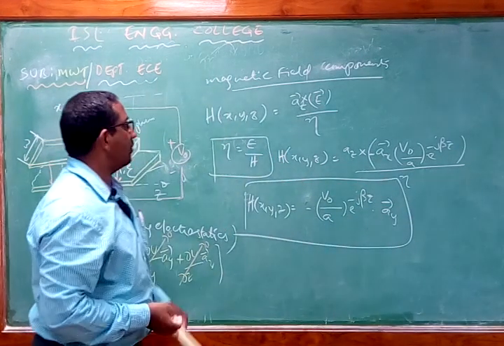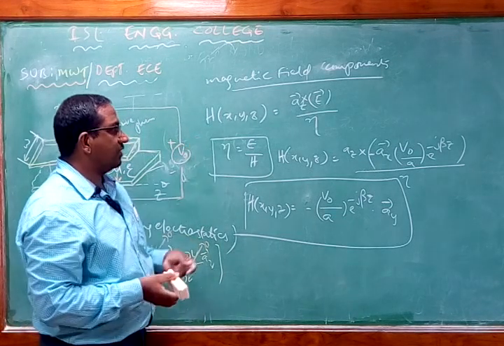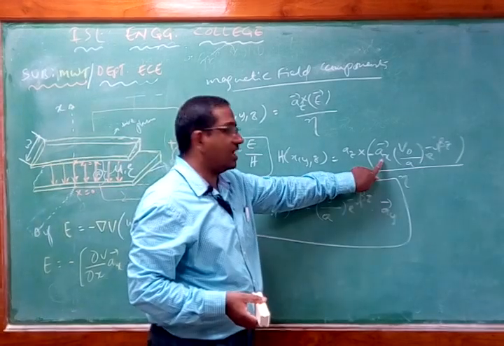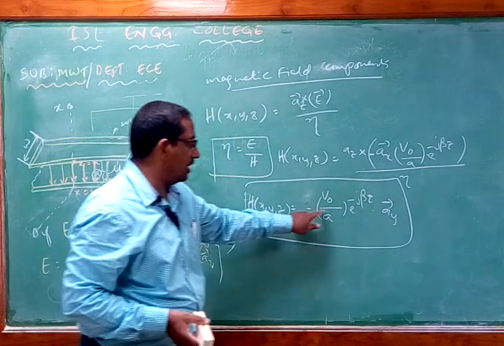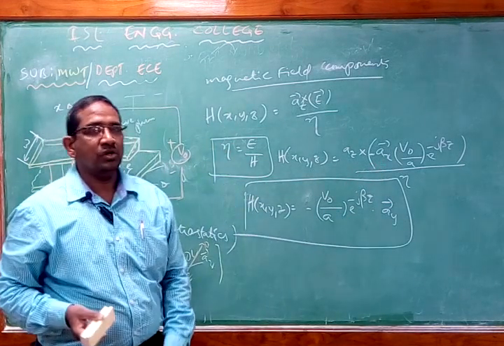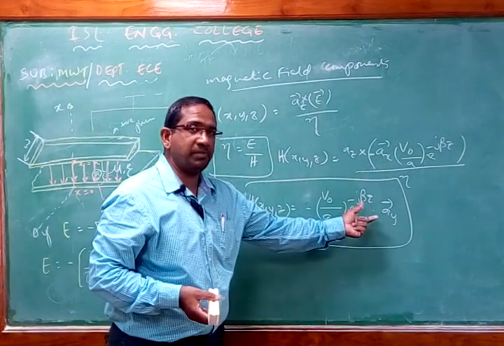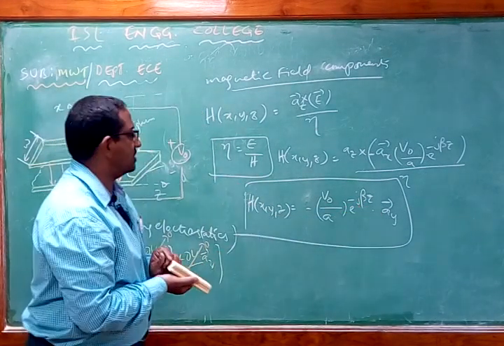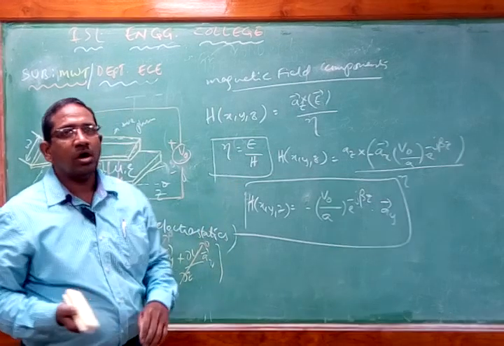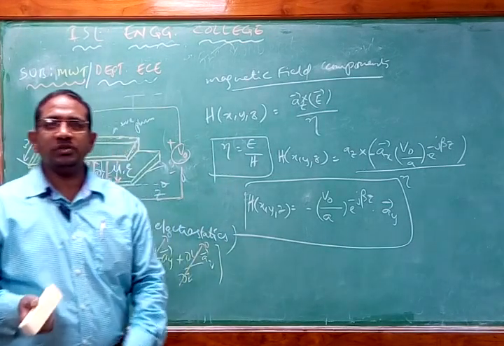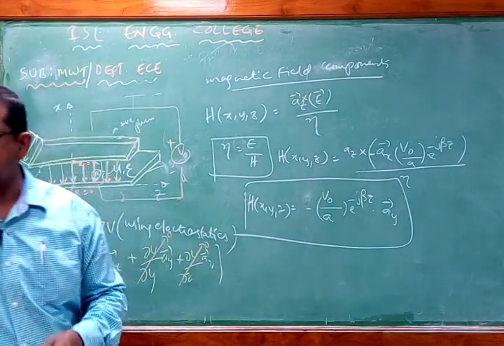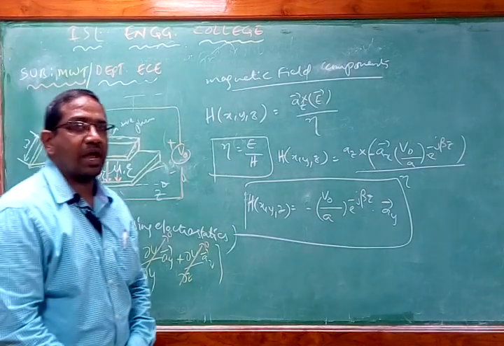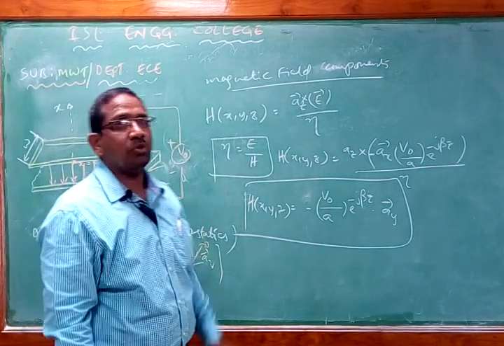So what do we have now? What is the electric field we have got? The electric field is in the Ax direction, whereas the magnetic field is in the Ay direction. The x-axis and y-axis are orthogonal to each other. Hence we say that the electric and magnetic fields are orthogonal to each other. So with this we have represented the electric field and magnetic field for TEM mode waves.